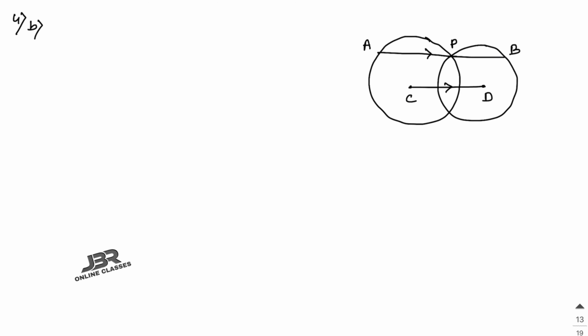Now next one, sum number 4b. In the figure given below, P is the point of intersection of two circles with centers C and D. If the straight line APB is parallel to CD, prove that AB equals 2CD. You have to prove that AB equals 2CD. So here first you have to draw a perpendicular from C to AP, and that is called CM. Again a perpendicular, that is here DN. So that means CM is perpendicular on AP, and DN is perpendicular on PB.